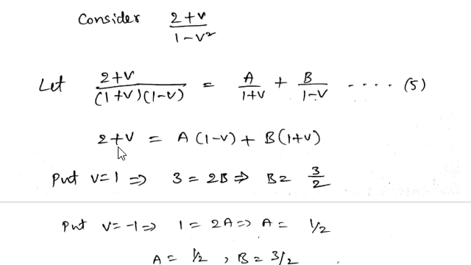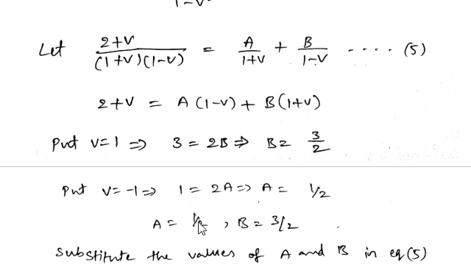So you see, if you put v = 1 here, the left side is 3 and the right side is 0 plus 1 plus 1, which is 2b. So 3 equals 2b, or b equals 3 by 2. In the same way, if you put v = -1 here, 2 minus 1 is 1 here, and minus of minus is plus, so plus 2 into a is 2a, and this term is 0. So 2a equals 1, or a equals 1 by 2.